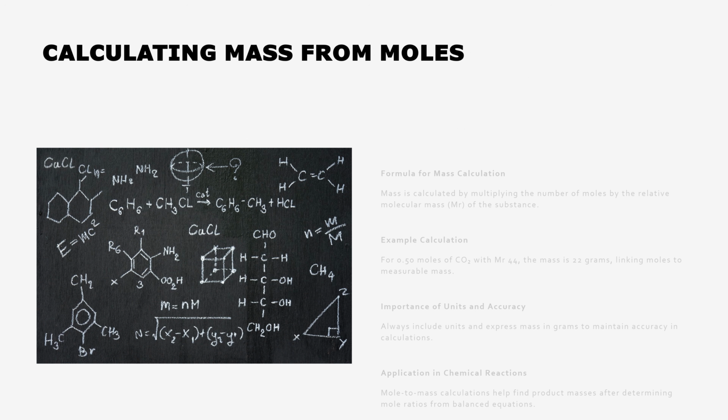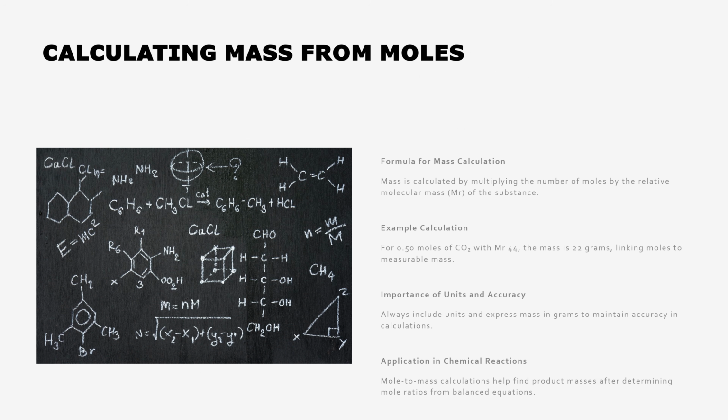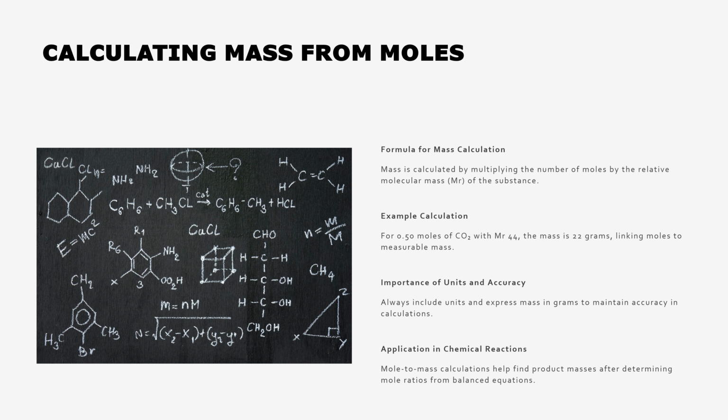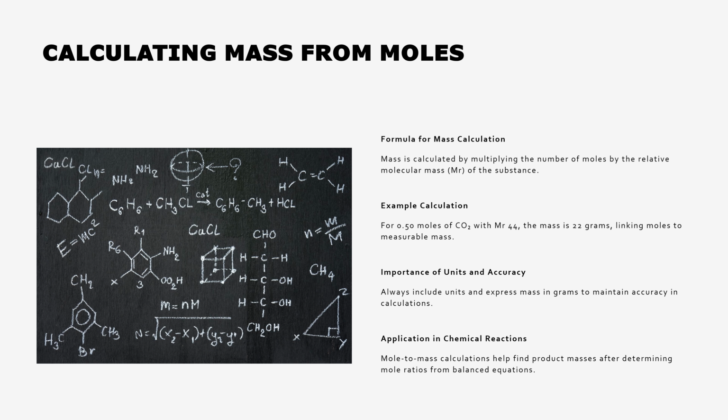Calculating the mass of a substance from a known number of moles is the reverse of calculating moles from mass and uses the formula mass equals moles times Mr. This calculation often appears in questions involving chemical reactions and yields. To carry out this calculation, students must again start by identifying the correct Mr.